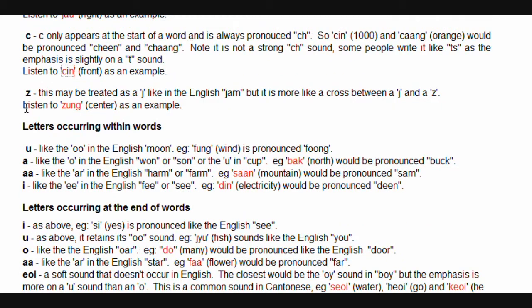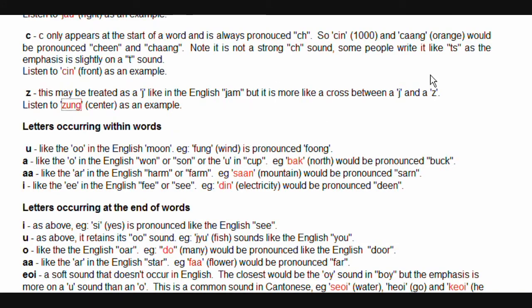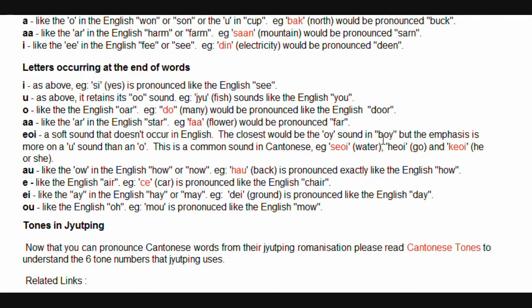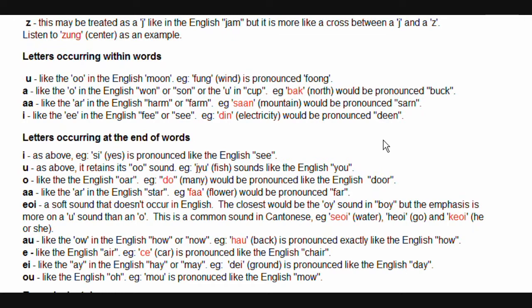Z. This may be treated as a J, like in English jam, but it is more like a cross between a J and a Z. Listen to zung, center, as an example. Chung. Chung. Tung, like a T. Letters occurring within words.